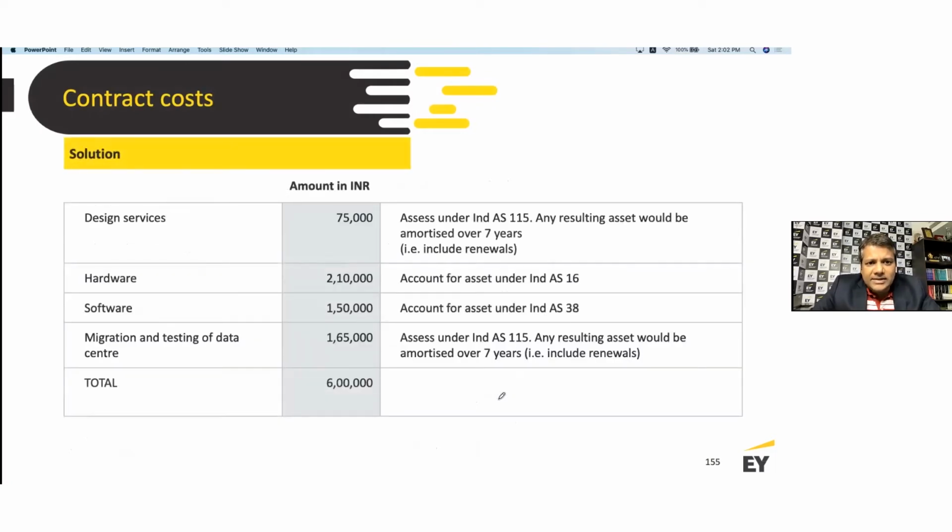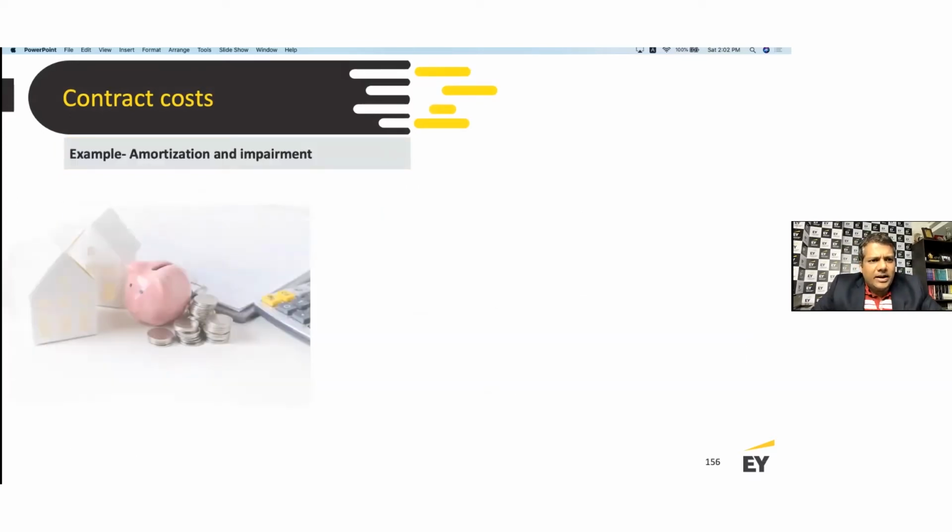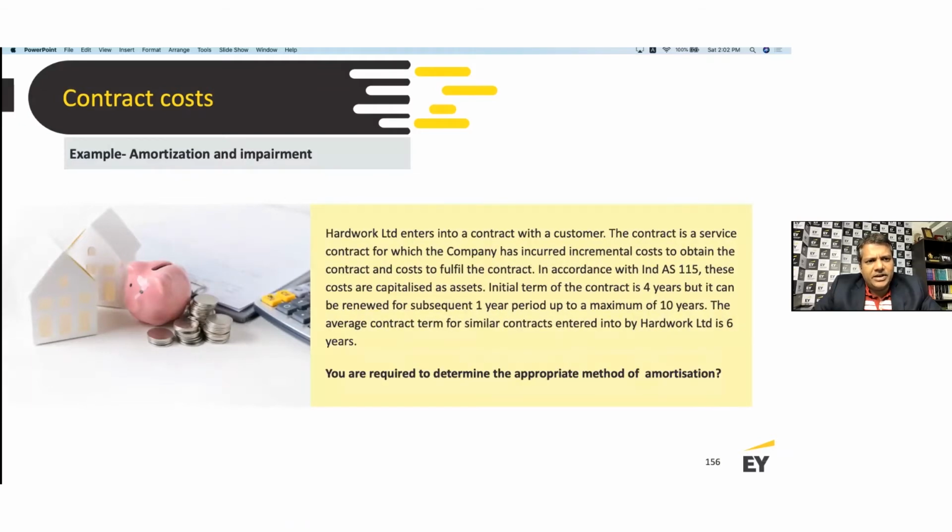Now, design services would be amortized over 7 years. This is under Ind AS 16, this is under Ind AS 38, and this is under Ind AS 115, to be amortized over 7 years. So that's how you look at capitalization of cost which is incurred in relation to fulfillment of a contract for which you're yet to start recording revenue. All right.